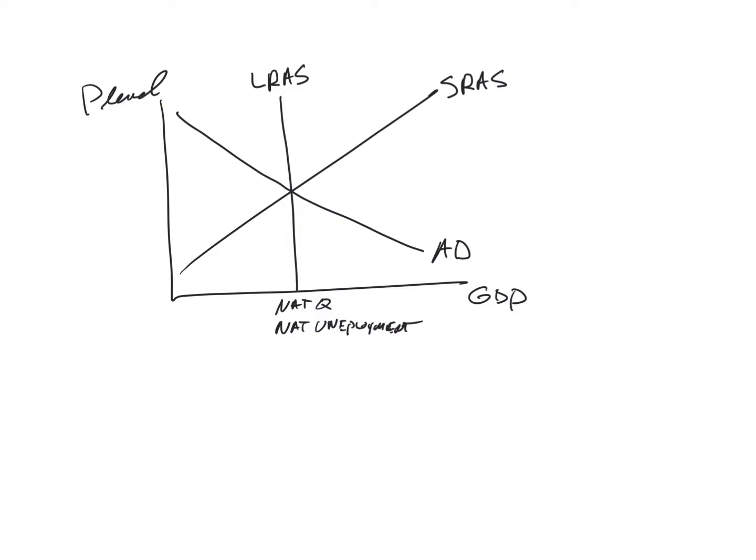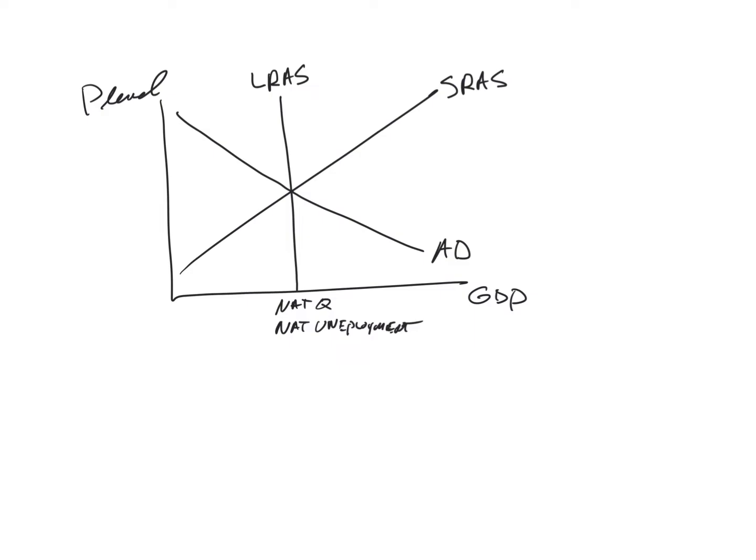And just as we have price level on this axis, implicitly we have inflation, because inflation is the percent change or the rate of change in the price level. So when the price level is going up, we have some inflation, okay? And when the price level is going down, we have some deflation.